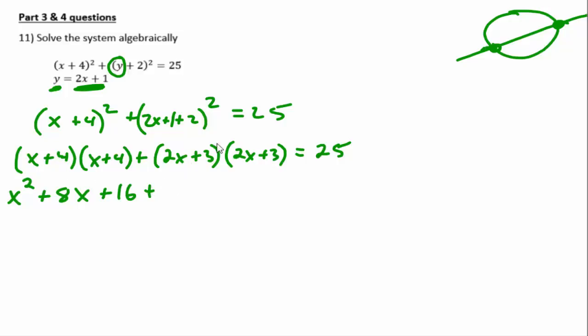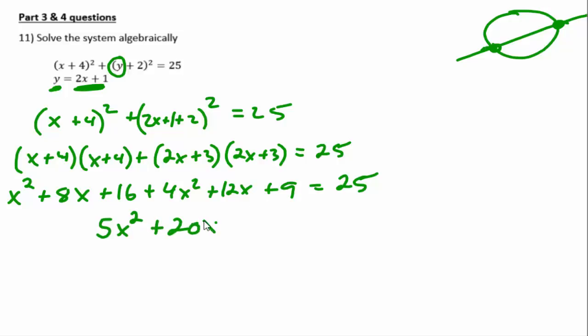This one's going to be 2x times 2x is 4x squared, plus 6x and another 6x, so it's actually going to be 12x, and then plus 9. All right, this is a lot of algebra here. x squared and 4x squared is 5x squared. 8x and 12x is 20x. 16 and 9 is 25. I'll write that out. Equals 25.